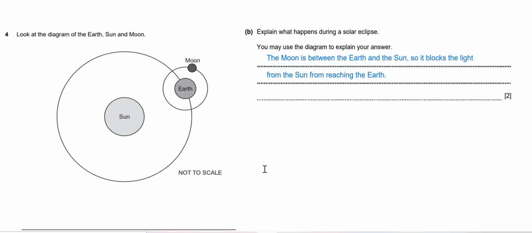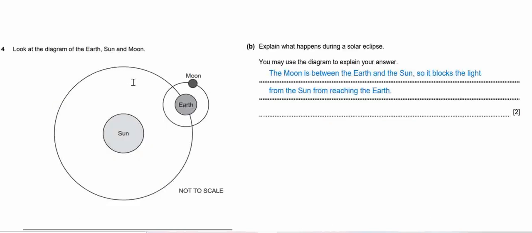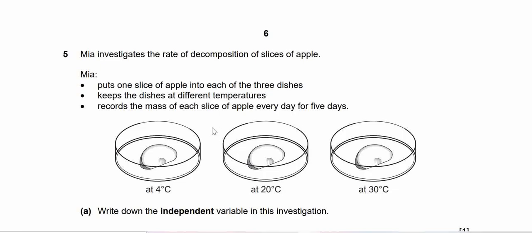Let's see the diagram. So this is what happened during solar eclipse. The moon is between the sun and the earth, and it blocks the light of the sun from reaching the earth. So there is a total eclipse somewhere in this part of the earth. And some area is partial eclipse, is not totally dark. Alright, let's move on. Okay, so the moon is between the earth and the sun, and it blocks the light from the sun from reaching the earth. Next. Here we go, we are in question 5.